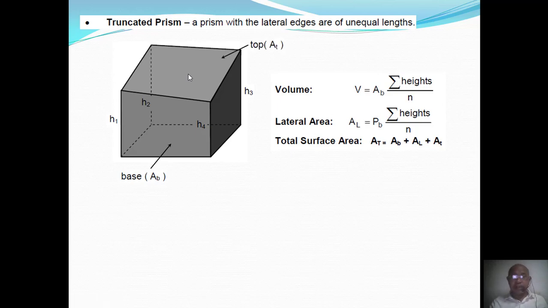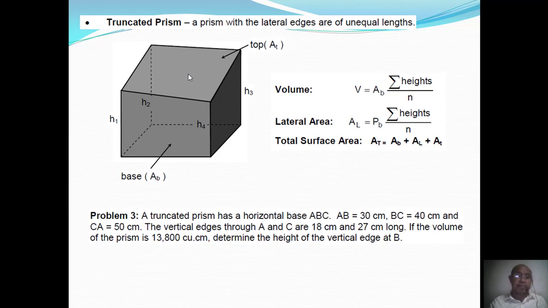Okay, so we can have the problem. A truncated prism has a horizontal base ABC. AB equal to 30 cm, BC equal to 40 cm, and CA equal to 50 cm. The vertical edges through A and C are 18 and 27 centimeters long. If the volume of the prism is 13,800 cubic centimeters, determine the height of the vertical edge at B.